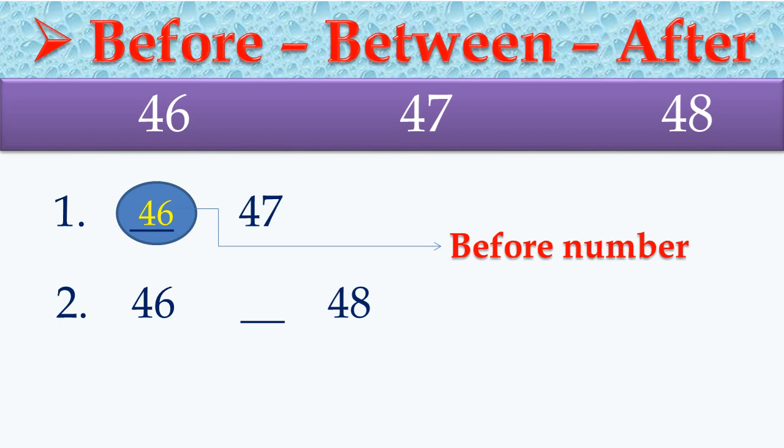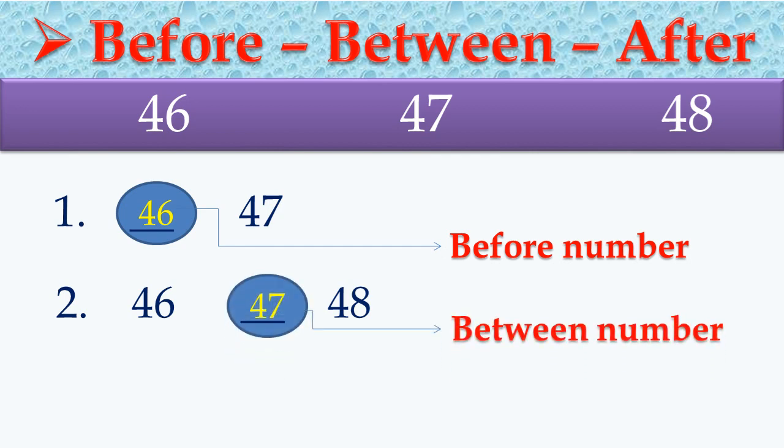Next question is 46 dash 48. Here we want to write the number that comes between 46 and 48. Between means the number which comes in the middle of the two numbers is known as the between number. Which number comes in between the numbers 46 and 48? The number 47 comes in between 46 and 48.